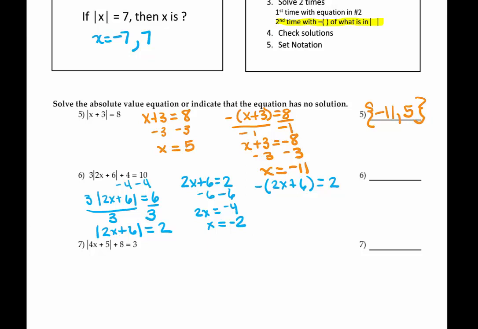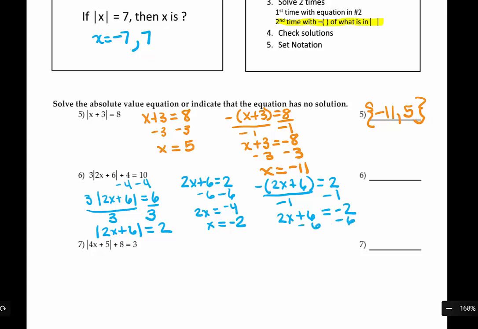I like to do it this way because it really is talking about the definition. What's inside the parentheses actually could be a negative. That's the key, is that it could be a negative. But I'm going to go ahead and here divide both sides by negative 1. So I get 2x plus 6 is equal to negative 2.